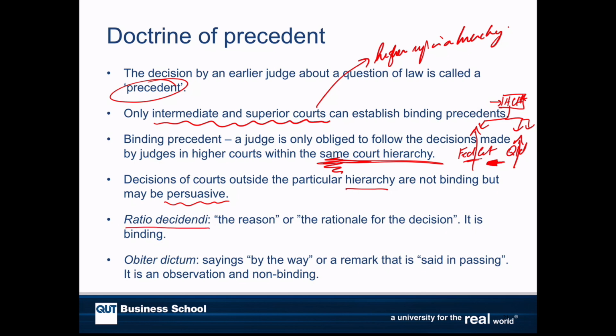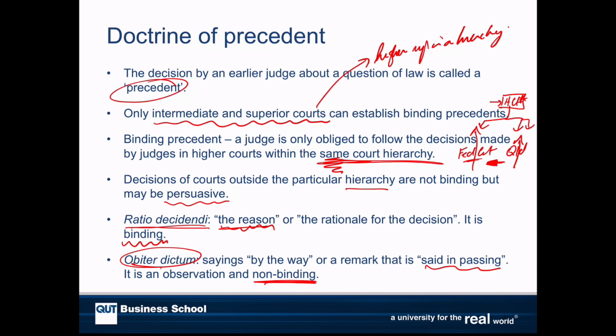Ratio decidendi is a Latin term, and it's the reason for the decision. It is the part of the decision that's binding. Now, the judge can also issue some other proclamations or make some observations. A remark that's said in passing is called obiter dictum, and that is not binding. It's only the key legal rationale.